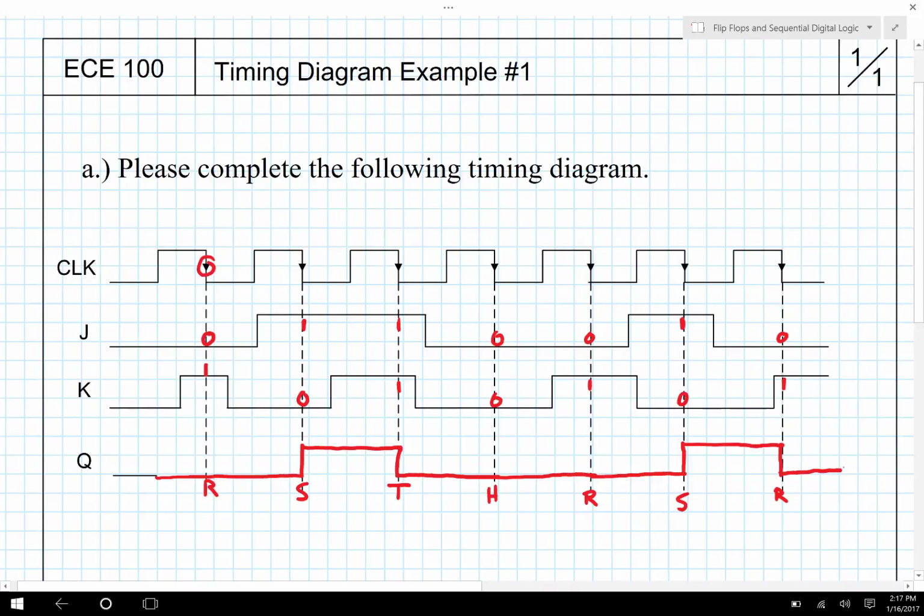So you can see that it's really a three-step process. Identify the values of J and K, identify which function is being performed, and then perform that function on Q.